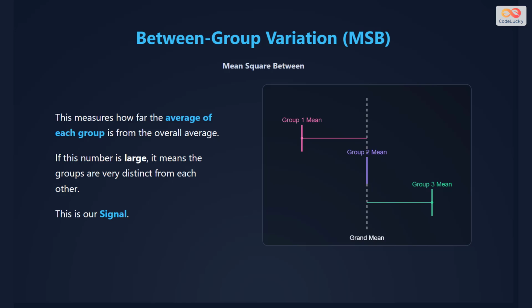Let's look at the first part, between-group variation, often called mean square between, or MSB. This measures how far the average of each group is from the grand overall average. If your groups are very different from each other, this number will be large. Think of this as the signal. It is the variation that we can attribute to the specific groups we are testing.